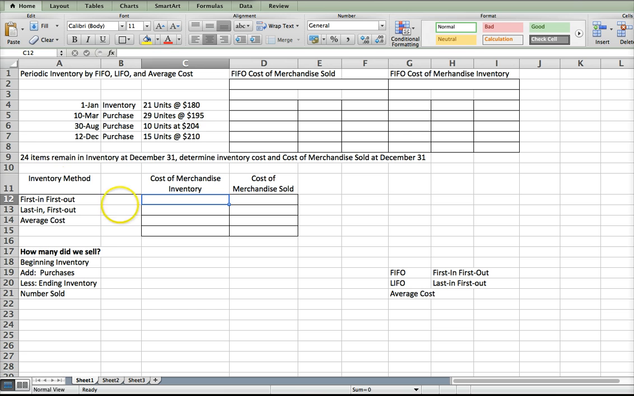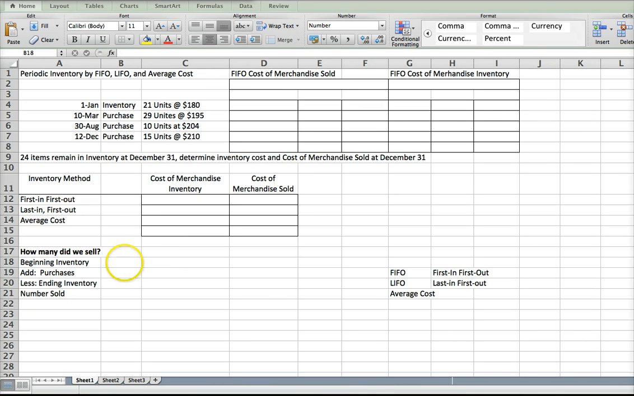Alright, so the problem says that there are 24 items remaining in inventory at December the 31st. Determine inventory cost and cost of merchandise sold at December 31st. So they're telling me how many items I have left. So what I need to do is find out how many items I sold. So to do that, I'm going to look at my beginning inventory, which was 21 units. And then I'm going to add all my purchases. So I need to add together my number of units of purchases.